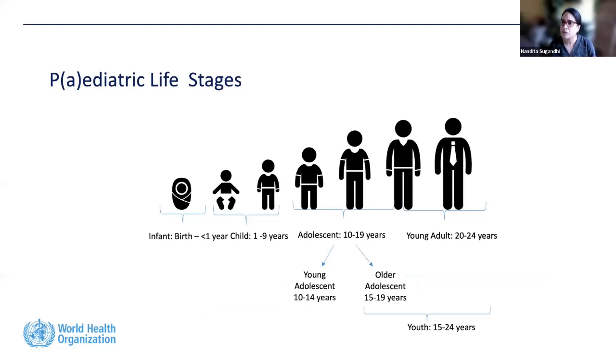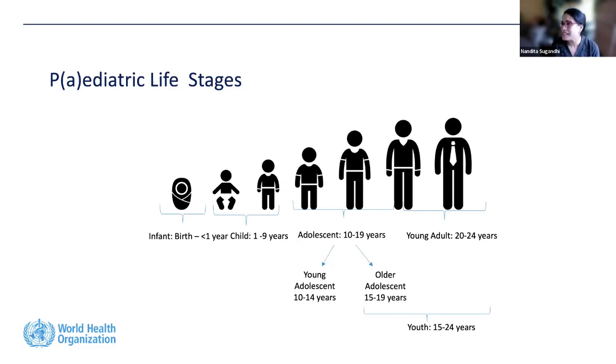And I want to go back to just when we say pediatrics, who do we mean? The reason I'm doing this is I think as pediatricians, we think about these categories very easily, but I don't think this is always very well explained. So we always think of infants as those in the first year of life, and we define children as those between the ages of 1 year and 9 years, and adolescents as those between 10 to 19 years, and young adults as 20 to 24 years. But even within adolescence, we break that down into younger adolescents who are 10 to 14 and older adolescents who are 15 to 19. And then we talk about youth that are between 15 to 24.